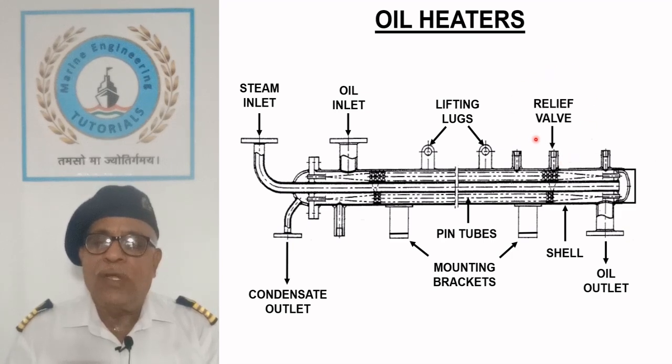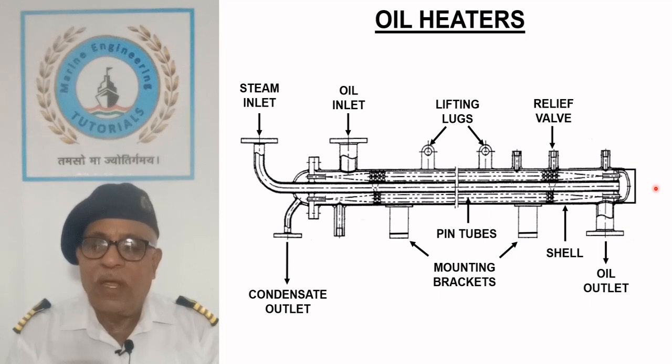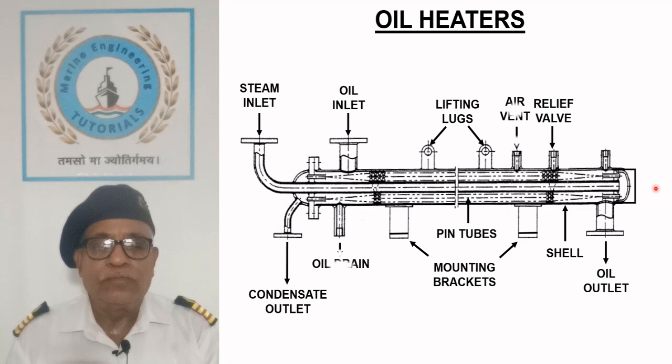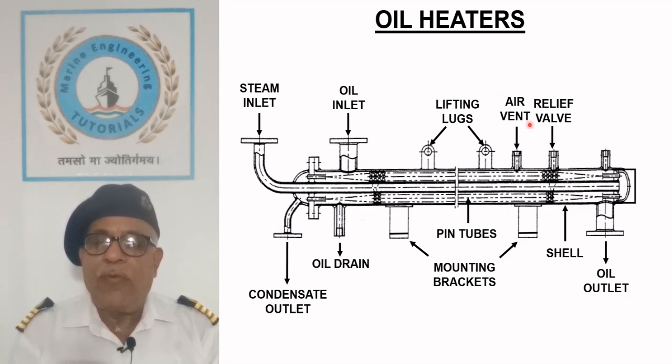In contrast to the coolers, heaters are equipped with a relief valve to prevent the damage to the shell, which can occur due to expansion of trapped oil if the steam valves leak. Shell is equipped with an air vent to remove trapped air before heater is put in use and with a drain valve to facilitate drainage of the oil from the shell for the maintenance of oil heater.